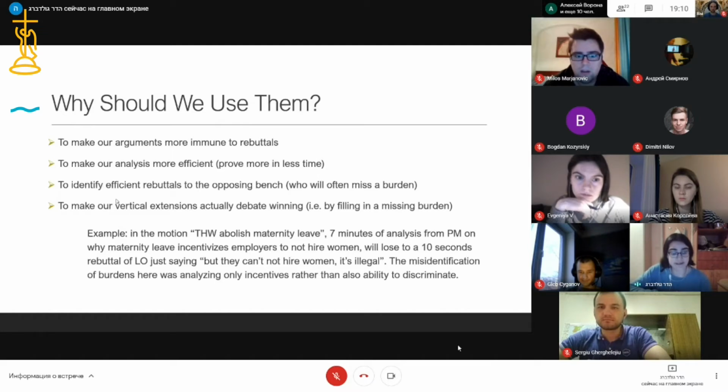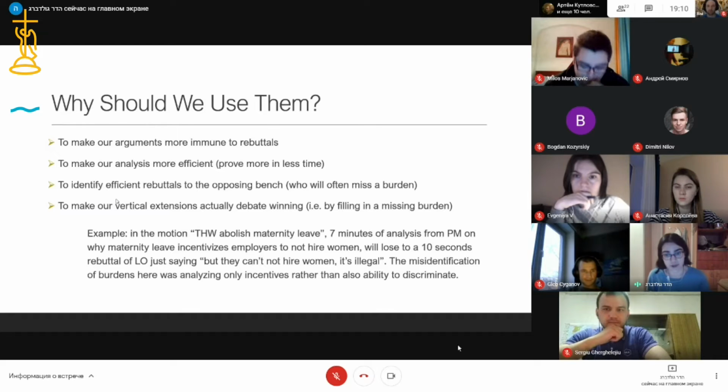Lastly, it's more effective to weigh our vertical extensions. By vertical extensions, I mean analysis extensions, or when we don't give a new argument, but new analysis for an existing argument.